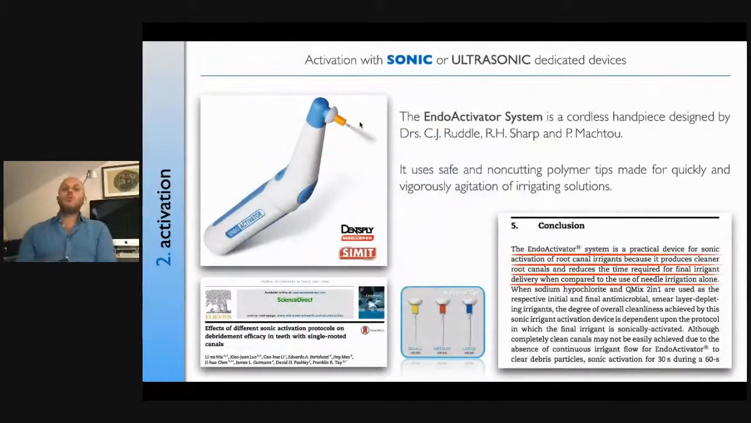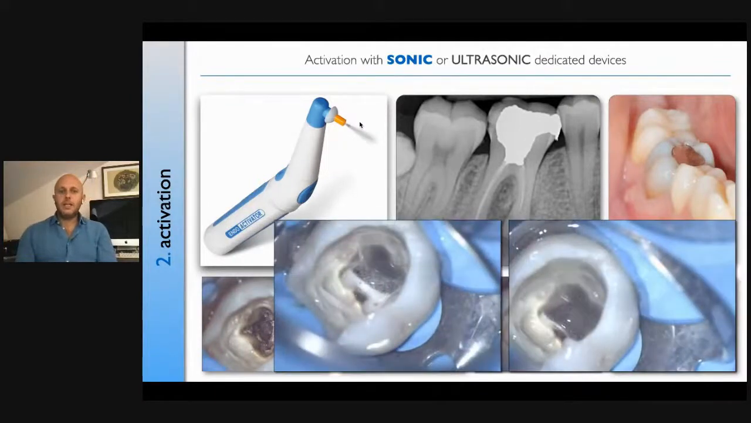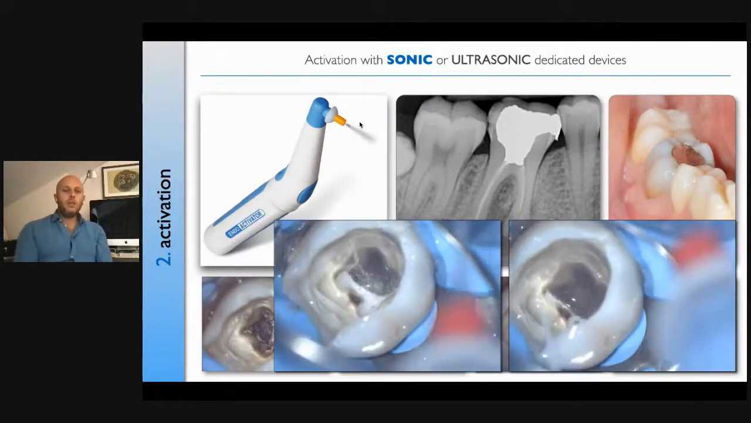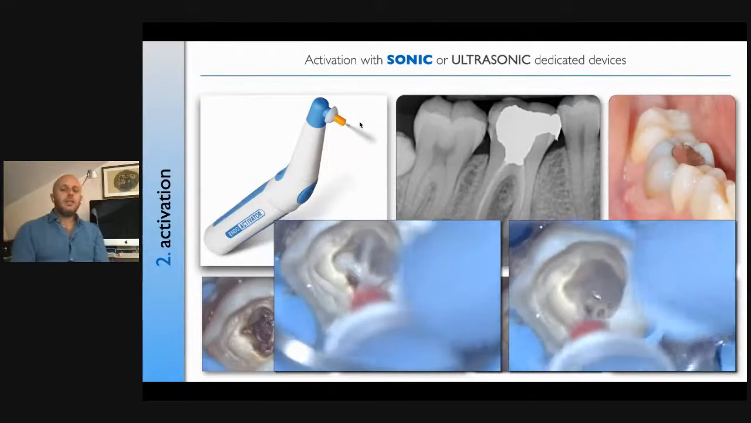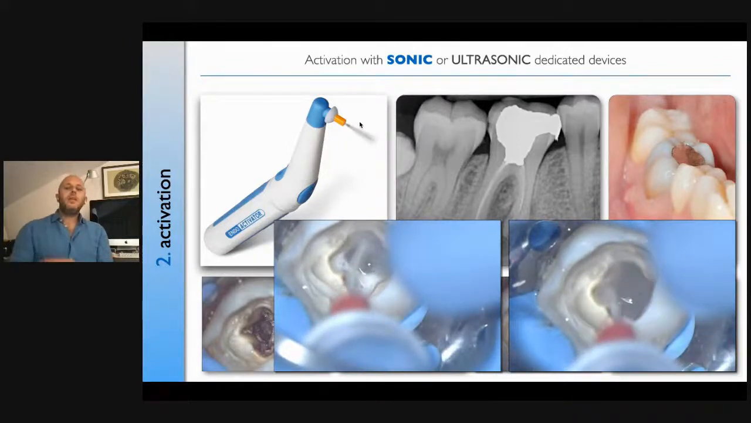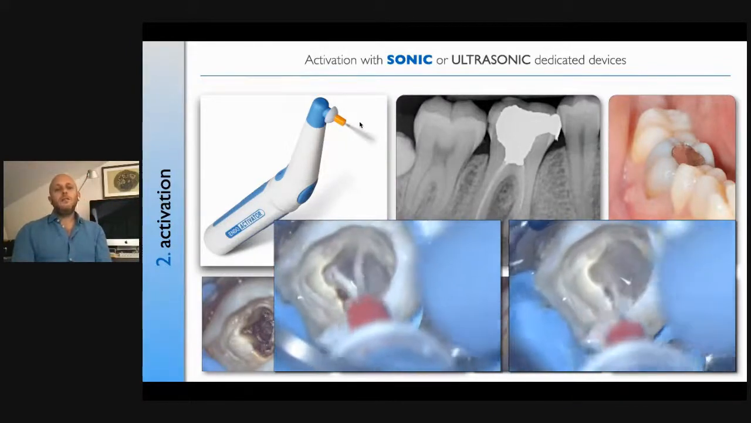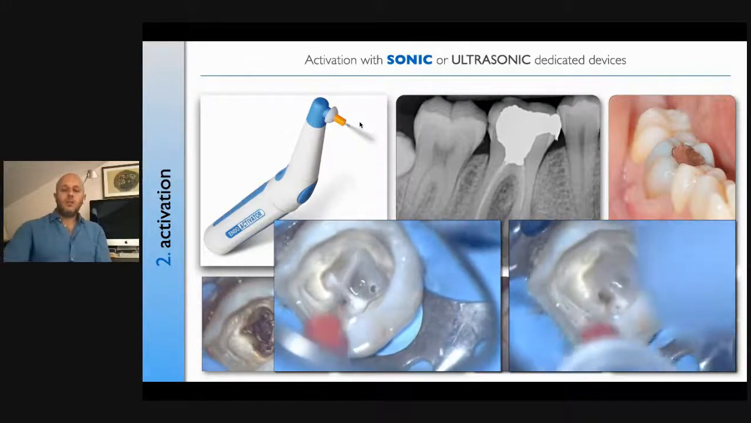But today we also have at our disposal devices made for this aim. The EndoActivator is a sonic, vibrating machine, a simple device that vibrates the irrigating solution inside the root canals. This is a clinical case I made with the EndoActivator, with a plastic tip that vibrates sonically inside the canal. This device agitates the sodium hypochlorite and increases the cleaning and disinfecting, the antibacterial, the cleaning efficiency of the solution.